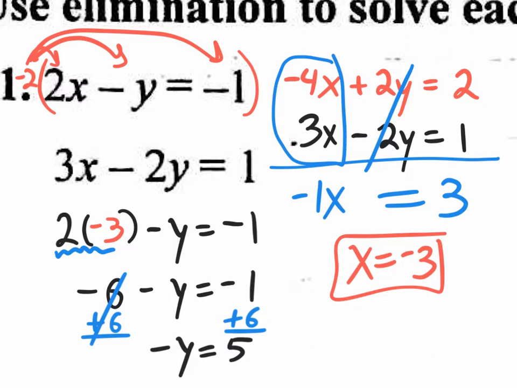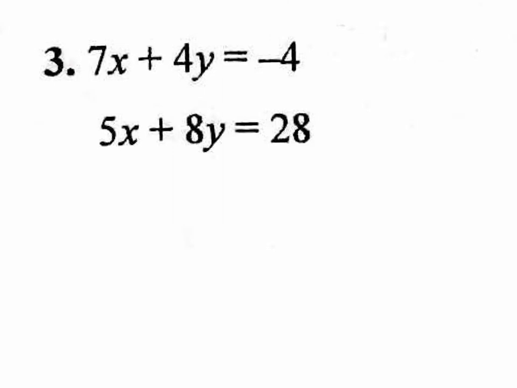Now you don't want a -y, so you're going to have to change the sign on both sides. The actual math you're doing is dividing by -1 on both sides. So your answer is y equals -5. Cool? All right, let's move on. Jumping to number 3.